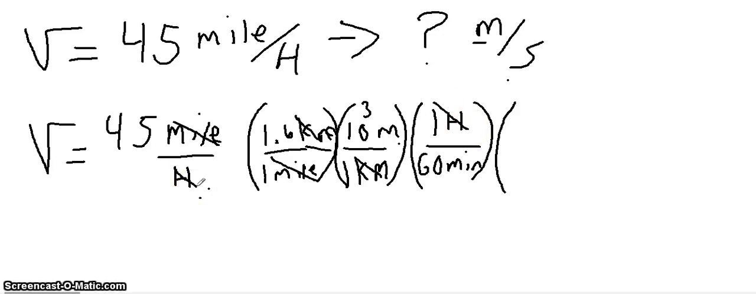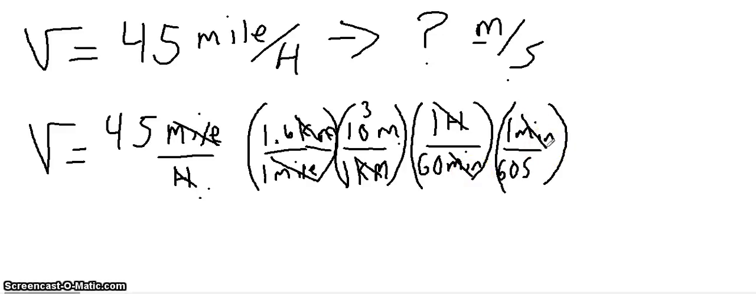And the next fraction we have is the last one, as a matter of fact. We have minutes down here in the denominator, so I'm going to put 1 minute in the numerator. 1 minute is, of course, 60 seconds. And now the minutes cancel, and we're ready to go.